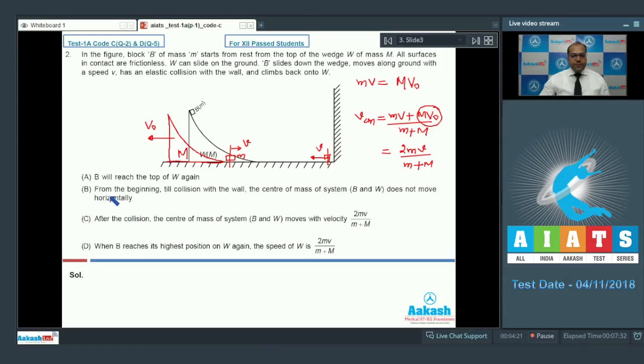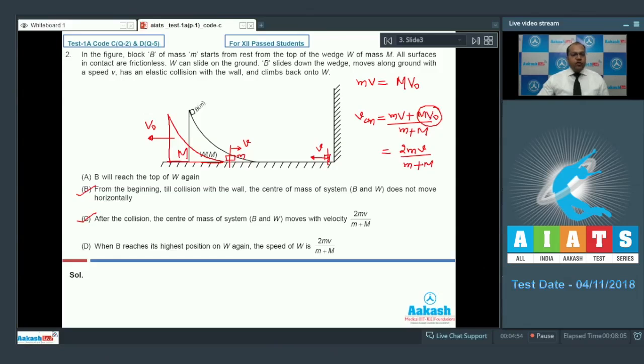Let's check option B. From the beginning till collision with the wall, the center of mass of the system does not move horizontally. So option B is correct. In option C, after the collision, the center of mass of the system, that is B plus W, moves with velocity 2mv upon (small m plus capital M). So this velocity I have already calculated. So option C is also correct.